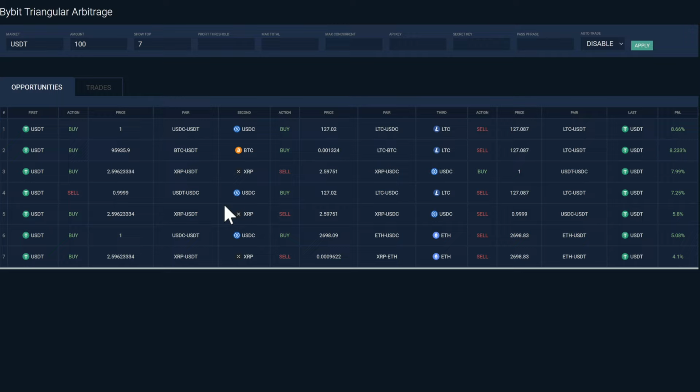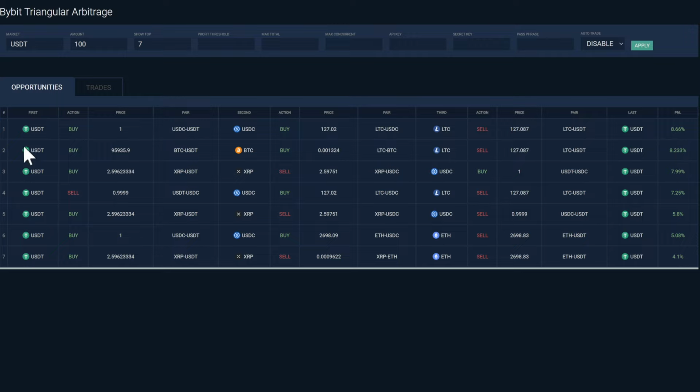Already, you can see right now we have some of these opportunities right here from Bybit exchange, the first one being USDT to USDC, followed by USDT. Now I don't like these stable coins, to be honest. The second one is USDT to BTC, then BTC to Litecoin. Seems like there's a lot of opportunities on Litecoin today, so I guess we're just going to take this one right here.